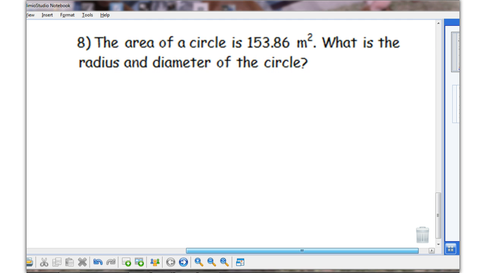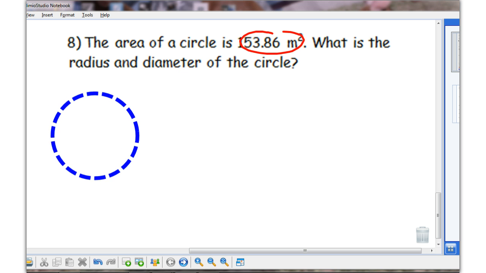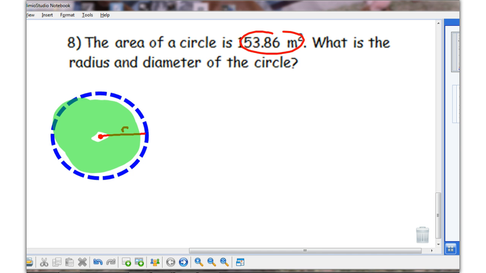Number 8. This is one that a lot of people mess up just because they don't spend the time to write out the formula and actually solve it here. We're given that the area of a circle is 153.86. So if I draw kind of a circle here, a dashed circle, how about that? We know a couple things about circles. We know they have a radius, but here the whole area, if you fill up that circle, the area of this circle here, that green part represents an area of 153.86 meters squared.